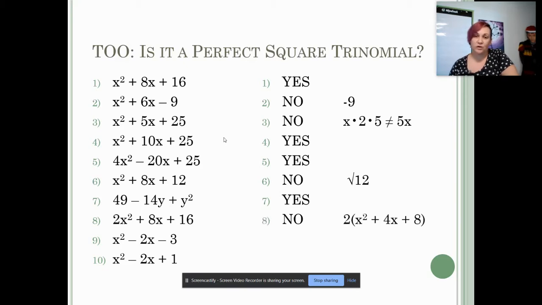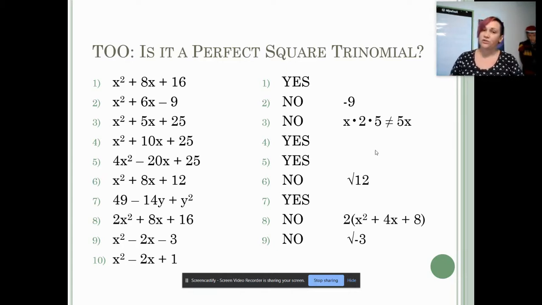Number 8 is a no. Number 8 is a no because I don't know the square root of 2. And if I factor out a GCF, if I factor out a 2, well, now I don't know the square root of 8. So number 8 is factorable, but it is not a perfect square trinomial. Number 9 is no, because the 3 is negative and I don't know the square root of 3. So lots of reasons why it's not a perfect square trinomial. Again, we can factor it using Xbox from yesterday's video, but it is not a perfect square trinomial.